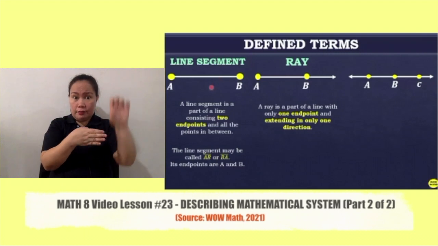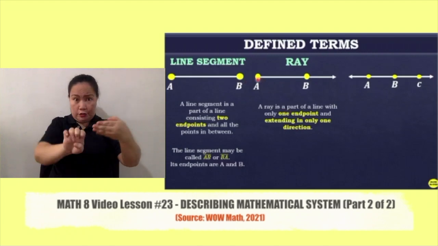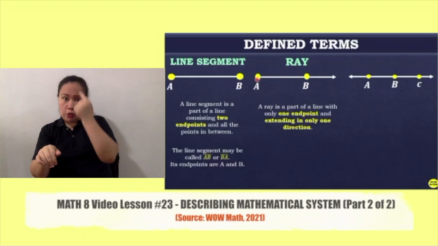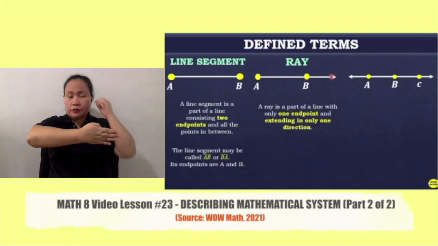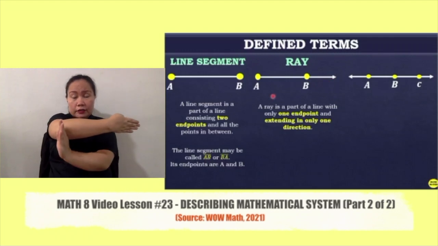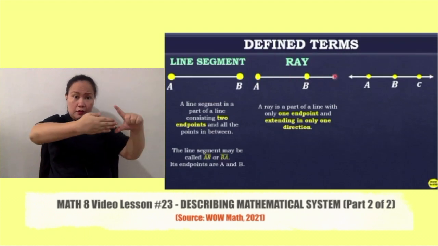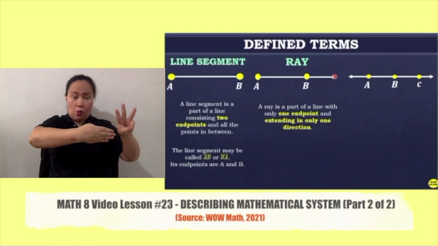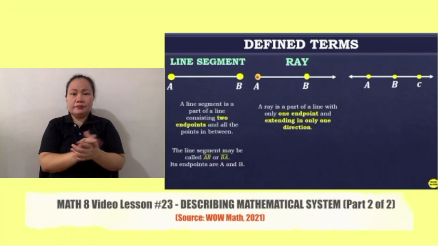So, kung ito may 2 endpoints, nag-e-end siya magkabilang side. Ang ray naman, meron siyang isang endpoint. Okay? And then, yung kabilang side ay may arrow. So, ibig sabihin, this side extends infinitely. Okay? So, dito sa endpoint mo, meron siyang isang endpoint and meron siyang isang extended direction. Okay, so it is extending in only one direction kasi yung isa niya ay endpoint.